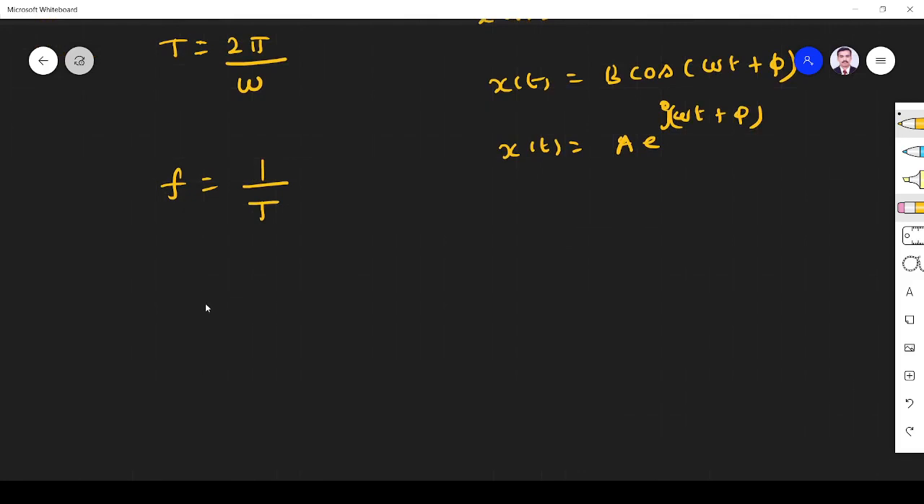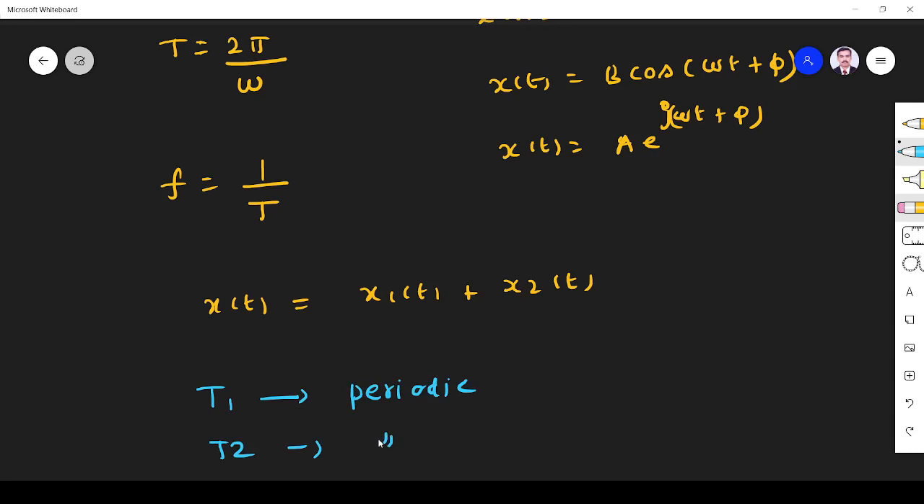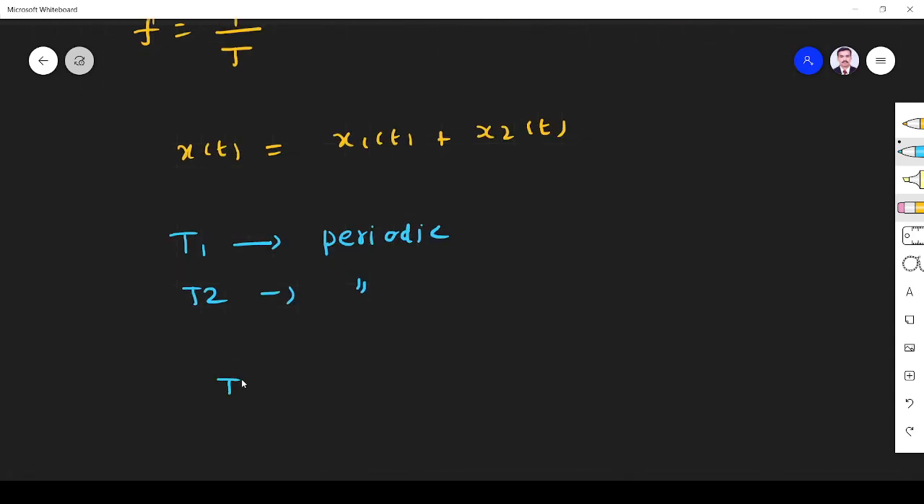And if your signal is a composite signal, that is a combination of two or more signals, how can you check whether it is periodic or not? We first have to check whether T1 is periodic, then T2 is periodic. If both are periodic, then find T1 by T2. If both are not periodic, then it is aperiodic, right? If both are periodic, then go to the next step, T1 by T2, right? If it is rational, meaning a ratio of integers.